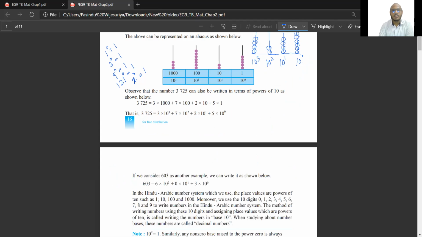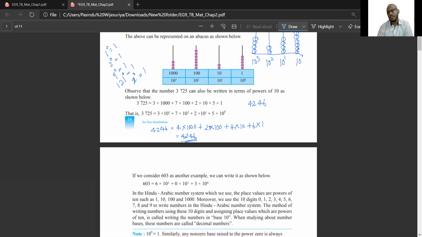Moving on. You can see here the example they have taken is 3,725. The example I took was 4,246. We can write it in the same way: 4 into 1000 plus 2 into 100 plus 4 into 10 plus 6 into 1. Total is 4,246. Simple as that.